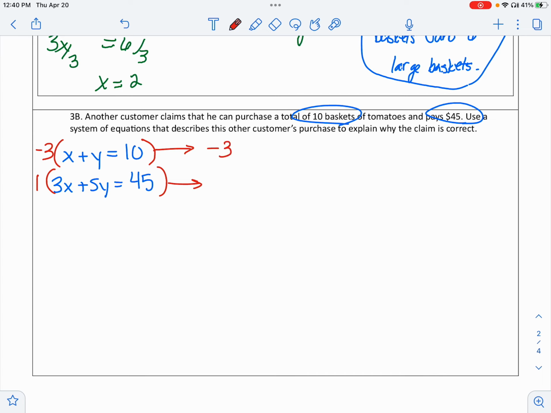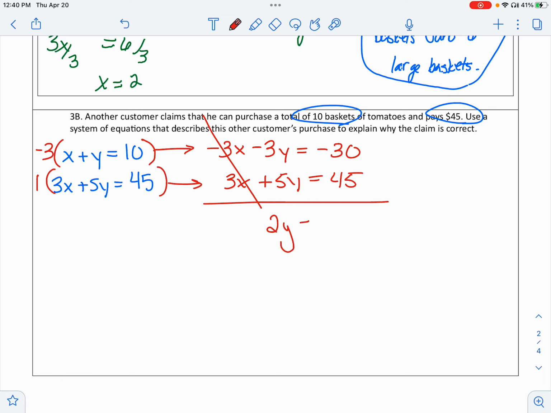So -3x minus 3y equals -30. 3x plus 5y equals 45. Cancel, cancel. 2y equals 15. Ooh, let's see. And y, when we add those, we end up getting 7.5. Now let me take a look and make sure that I am not incorrect here. Okay, that would be embarrassing if I was, wouldn't it?